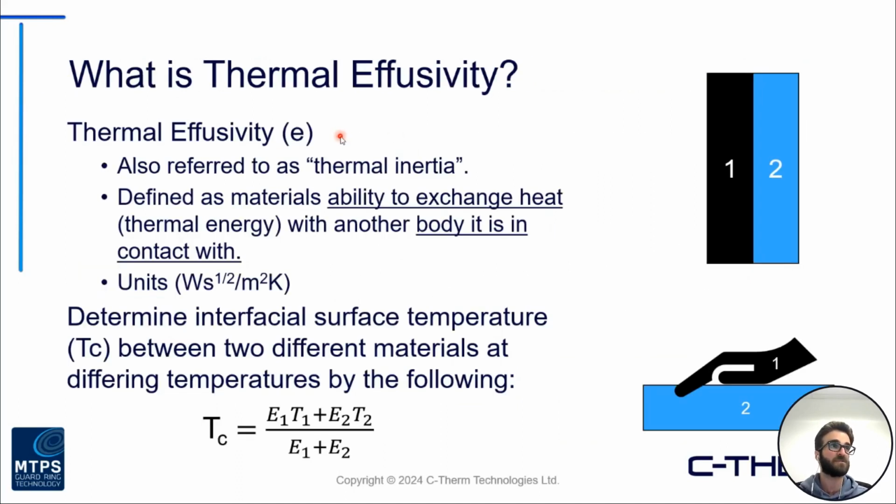So as I mentioned, thermal effusivity, denoted here by E, is also referred to as thermal inertia in some literature. It's defined as a material's ability to exchange heat with another body that it's in contact with. The units here are watts second to the 1/2 per meter squared Kelvin. And thermal effusivity is related to thermal conductivity. So by measuring some of conductivity, effusivity, and other properties such as heat capacity and density, you can understand or calculate others as well. They are all related in that sense.